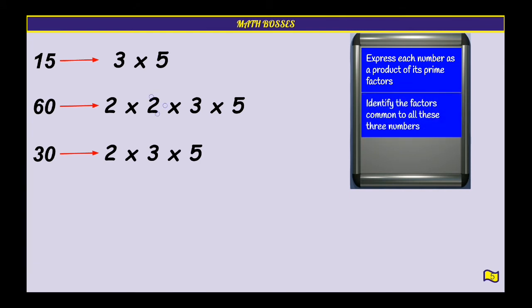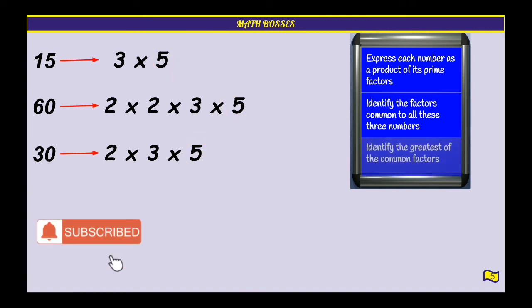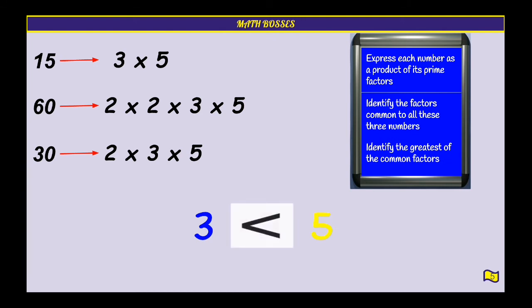As we can observe here, 3 is common to 15, 60 and 30, and so is 5. Then the final step is to basically identify the greatest of these common factors. Now we have only 2 common factors, and being that 3 is less than 5, 5 is the HCF.